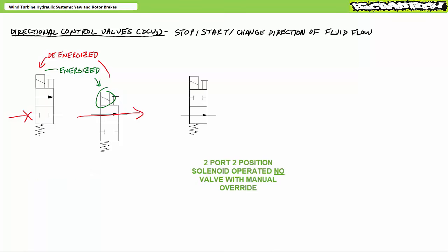This is in contrast to a two-port, two-position solenoid-actuated normally open valve with a manual override which effectively exhibits the opposite behavior. In the deactivated position, the spring offsets it to the straight-through position, hence the name normally open, such that it allows fluid flow. When the solenoid is energized or the manual override actuated, the valve shifts to the closed position and blocks flow.